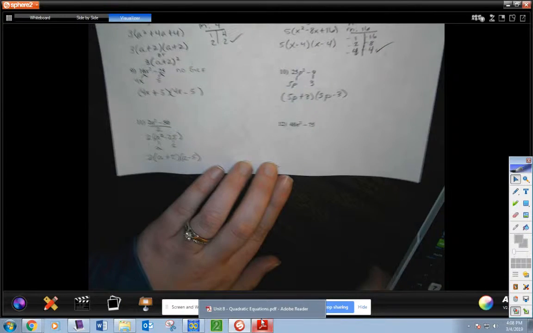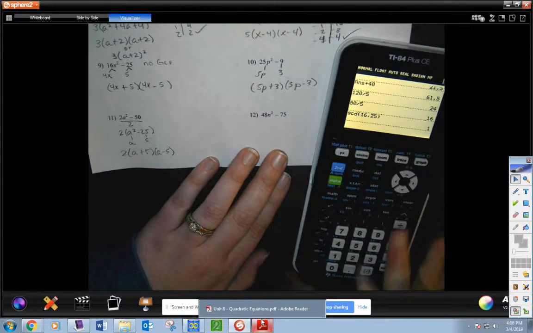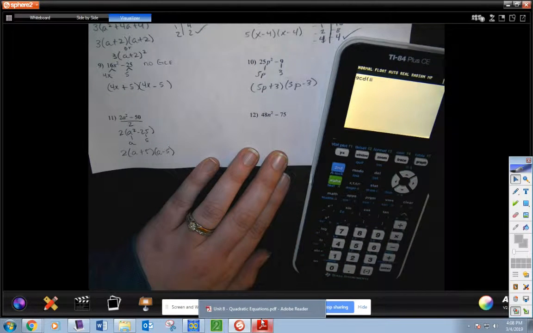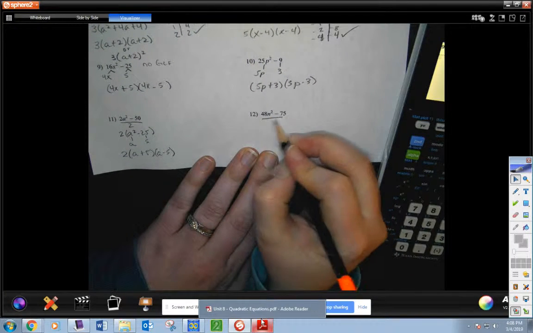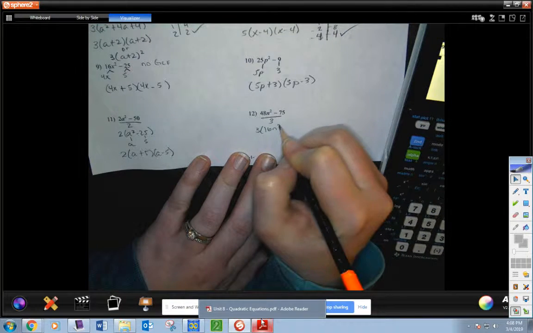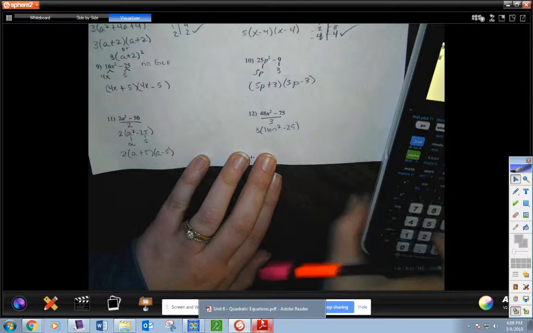Okay, for my last example, I have 48 and negative 75. Again, that's a really big one, so I'm going to go to math number 9. We're going to put in 48. We're going to put in 75. And it says my GCF is 3. So when I divide by 3, I'm going to get 16n squared minus 25.